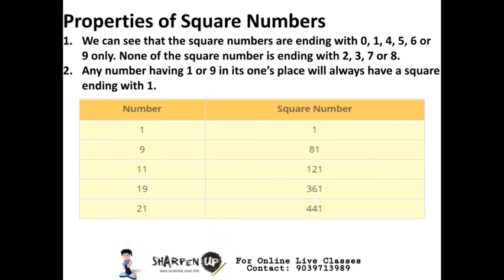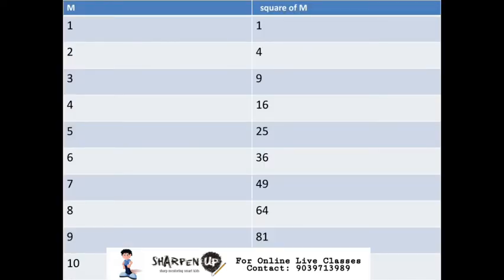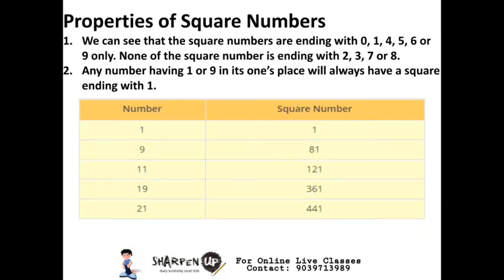Here are some properties of square numbers. The first property: every square number ends with 0, 1, 4, 5, 6 or 9 only, and no square number ends with 2, 3, 7 or 8. So any number which is a perfect square always ends with 0, 1, 4, 5, 6 or 9.